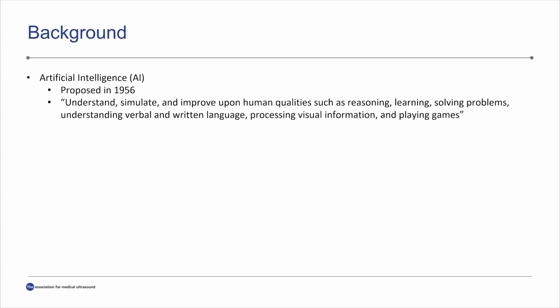So now let's talk about artificial intelligence and where it fits into that. Artificial intelligence is not a new concept that we've thought of in the last 4 or 5 years. It was first initially proposed in 1956, and its intention was to understand, simulate, and improve upon human qualities such as reasoning, learning, solving problems, understanding verbal and written language, processing visual information, and playing games. So a huge base that people thought AI could help us with. And a lot of that does include imaging, some does not include imaging.